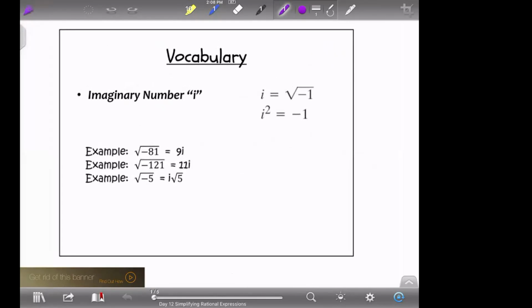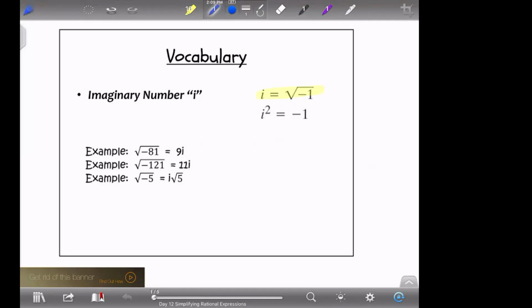So quick vocabulary, remember i represents an imaginary number. Imaginary numbers occur when we try to take the square root of -1. So this is where imaginary numbers come from, anytime you have a negative number underneath your square root.